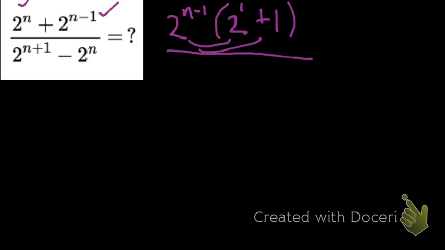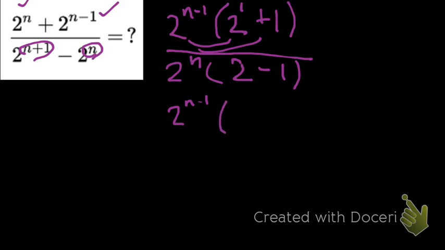And then over, again, we're going to look for the lowest exponent. We're going to pull that one out. So we're going to pull out 2 to the n. Here, we're left with a 2, because 2 to the n times 2 gives us 2 to the n plus 1, and then minus 1. So when we distribute that back in, we get a negative 2 to the n. Alright, so now we're left with 2 to the n minus 1 times 3 over 2 to the n times 1.